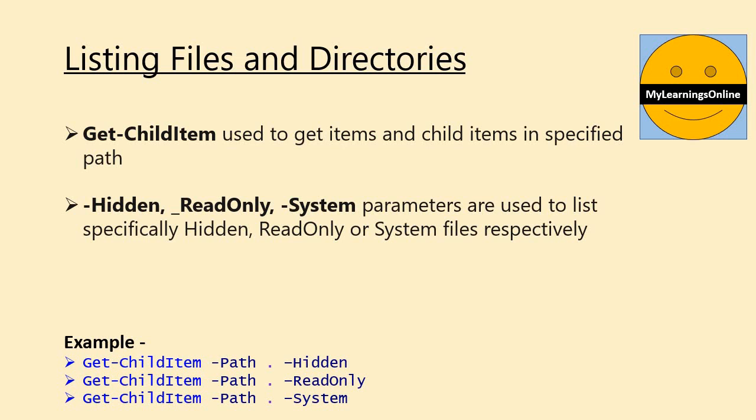In this example, in the first command we are trying to list hidden files using the hidden parameter. In the second command we are trying to list read-only files using the read-only parameter. In the third command we are trying to list down system files using the system parameter.